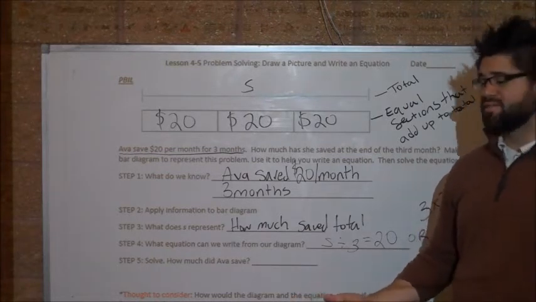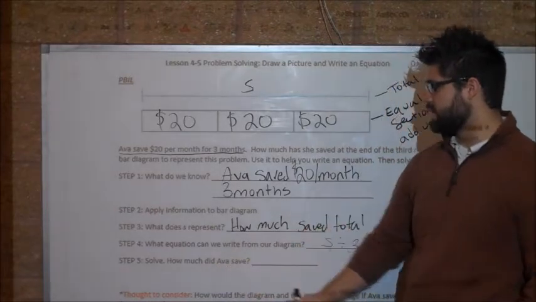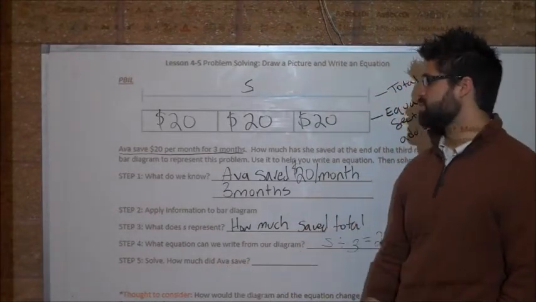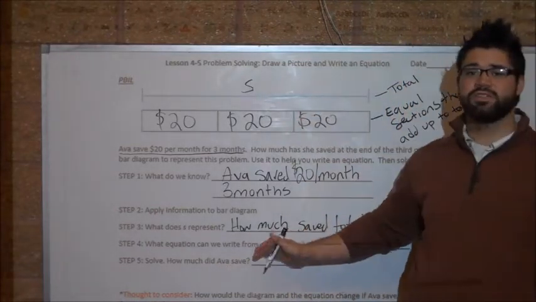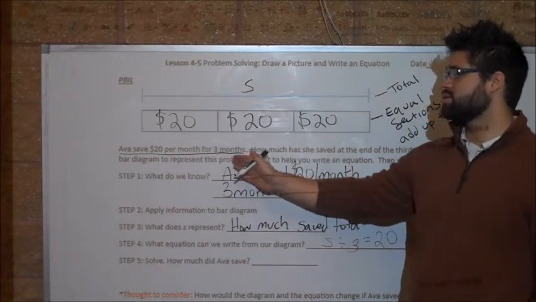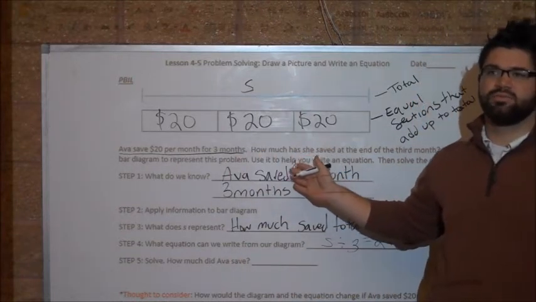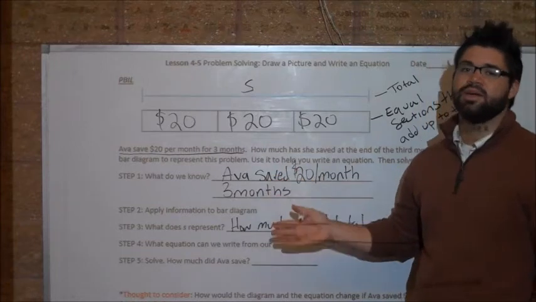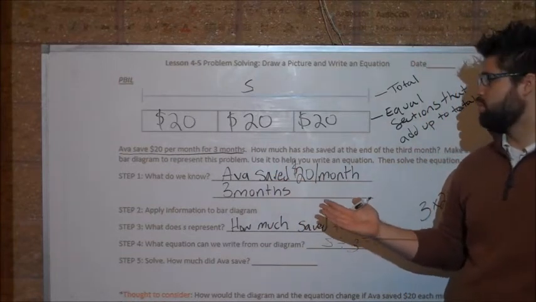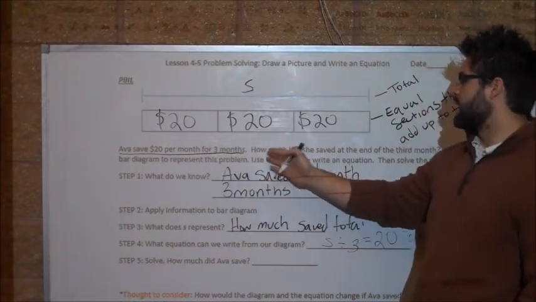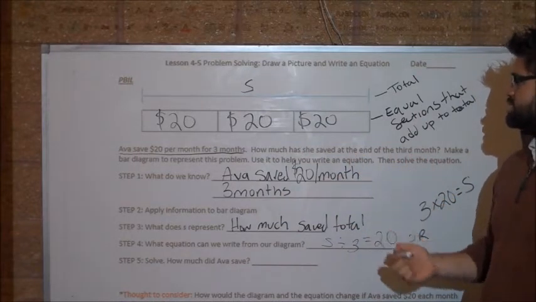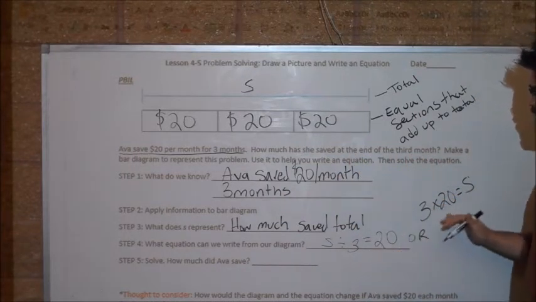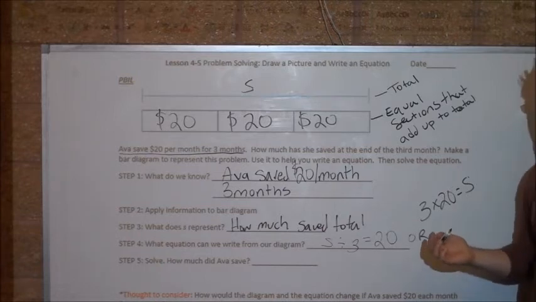And step 5 is going to be to solve our equation. So how much did Ava save? Because remember, we can set up our equation, but if we don't answer the question that it's asking, we're not going to get the full points. So how much did she save at the end of the 3rd month? By the end of the 3rd month, using either one of these equations, I can solve that.